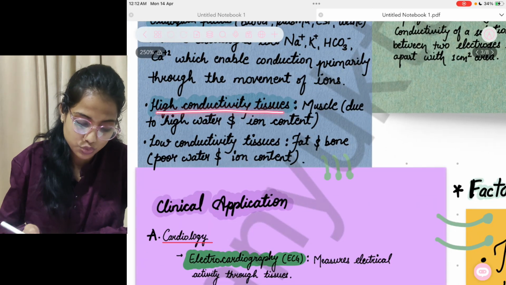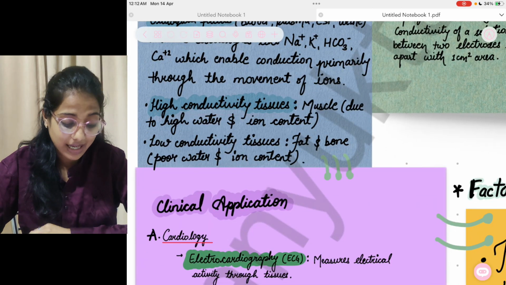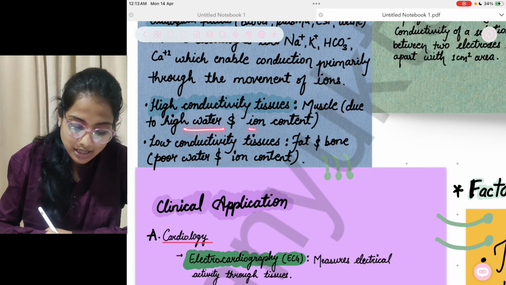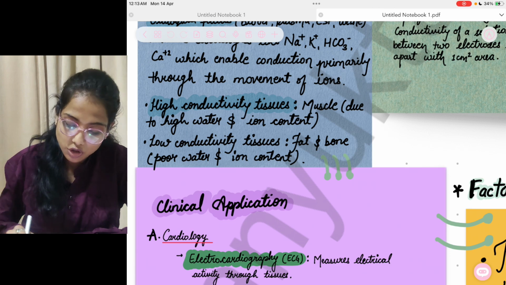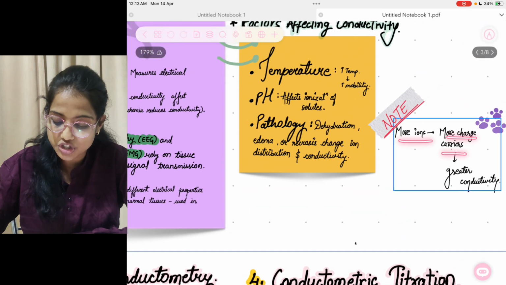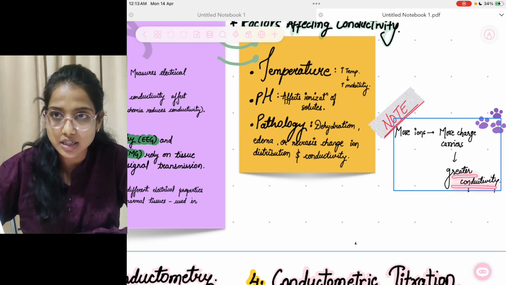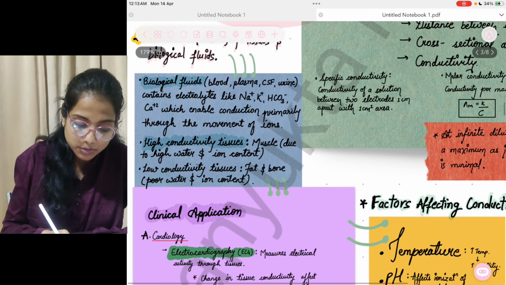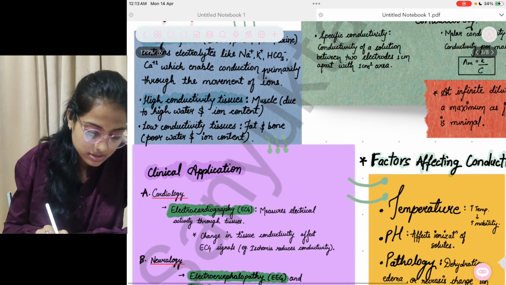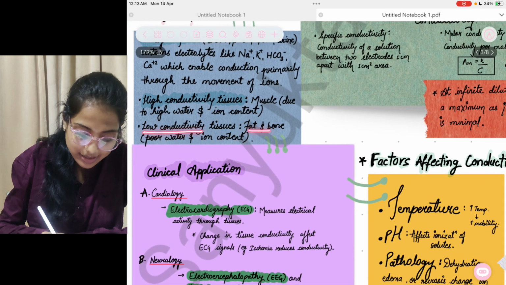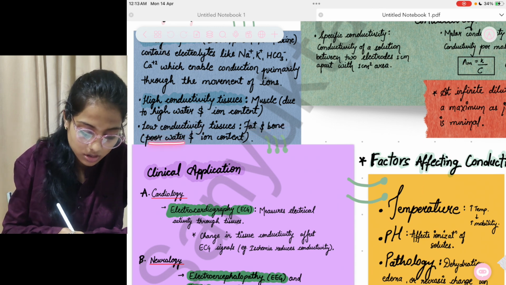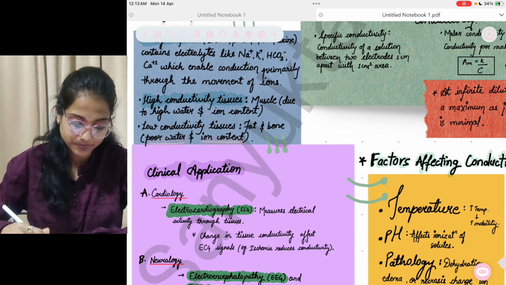High conductivity tissues. Tell me what are the high conductivity tissues? These are muscles due to high water and ion content. As I already told you, the more the ions, the more charge carriers there will be and the greater will be the conductivity. So in muscles there is more ion content. What is low conductivity? Fat and bones are low conductivity tissues because these are poor in water and ion content.